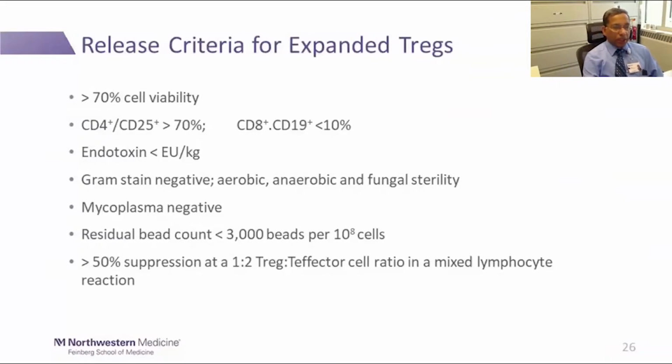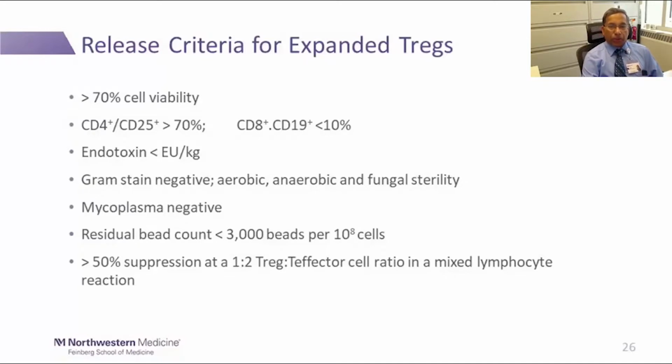For the trial, the release criteria included these aspects. Essentially, what it showed was we had good cellular viability. There was no bacterial, fungal, mycoplasma, or endotoxin contamination. For the polyclonal expansion, we used CD3 and CD28 coated beads. And so we had to remove those as per the protocol, the IND protocol approved by the FDA, and we can have only 300 or 3,000 beads per 100 million cells, and we removed those beads.